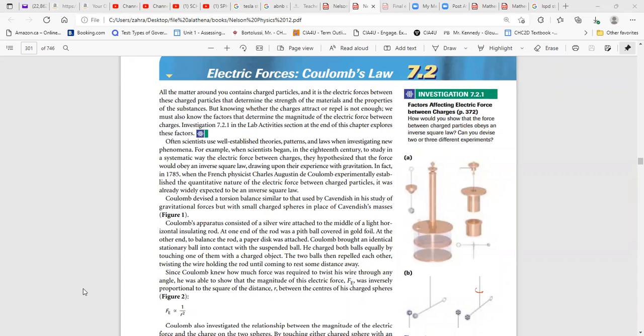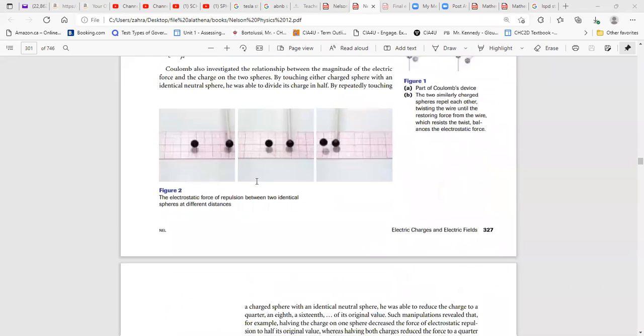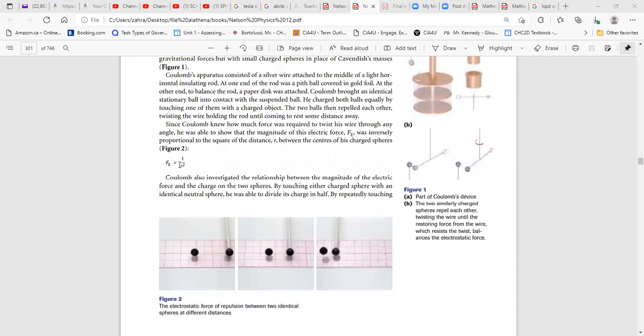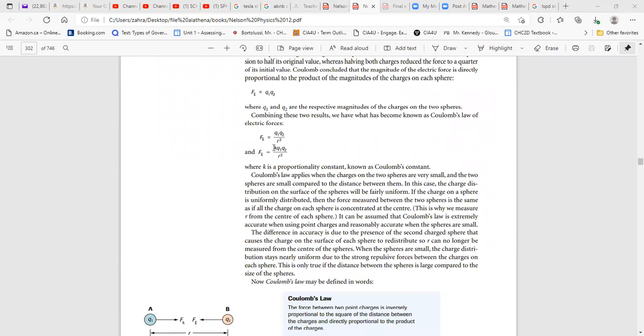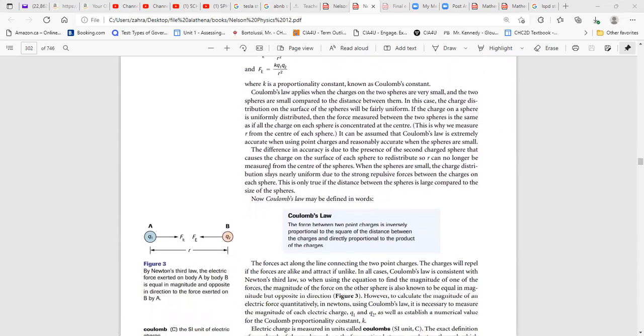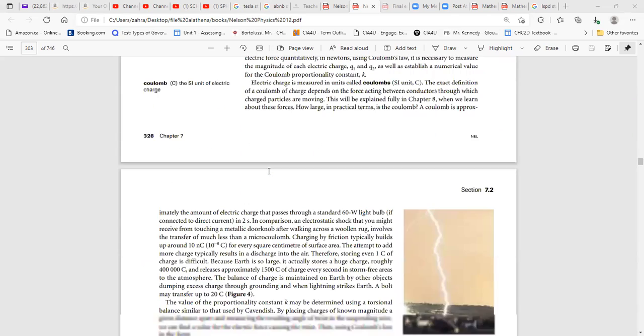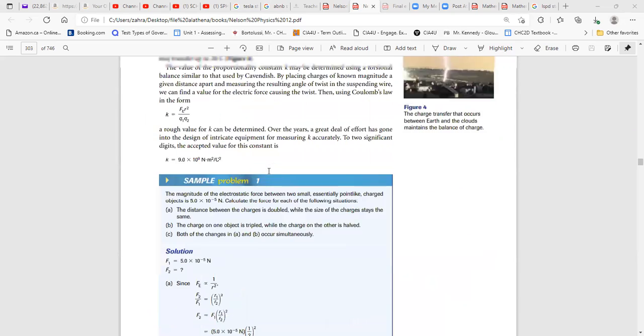Electric forces, Coulomb's law. The force between two charges is inversely proportional to the square of the distance between the two charges, F proportional to 1 over r squared. R is the distance between the two charged objects. Also, the force is proportional to the amount of charge on the first object and the amount of charge on the second object.